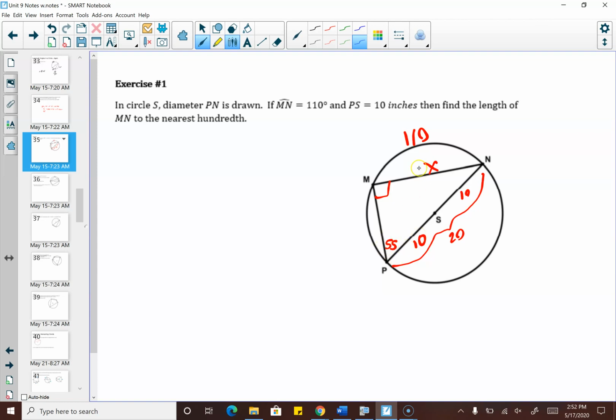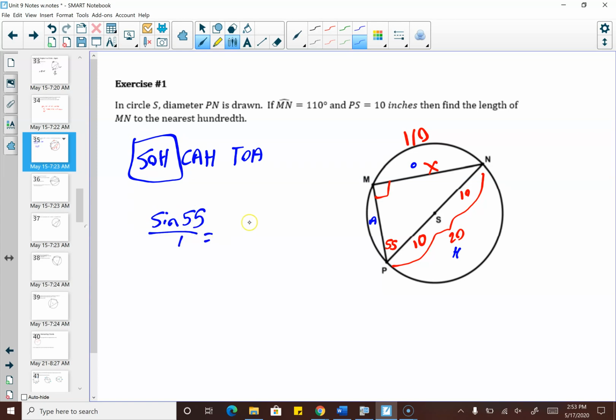So from the 55, I'm going to label my opposite, my adjacent, and my hypotenuse. So we're going to do SOHCAHTOA. Well, what are our useful sides here? I'm looking for the opposite, and I have the hypotenuse. So therefore, I need to do sine. So sine of 55 over 1 is equal to opposite over hypotenuse, so x over 20. We're going to cross multiply. We get x times 1 is x equals 20 sine 55.